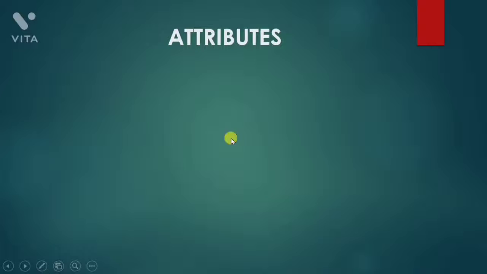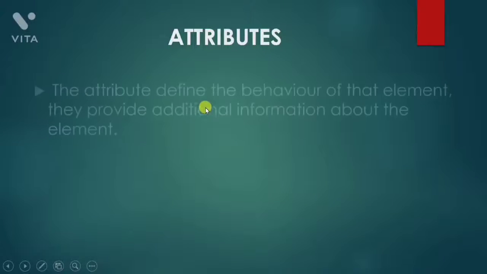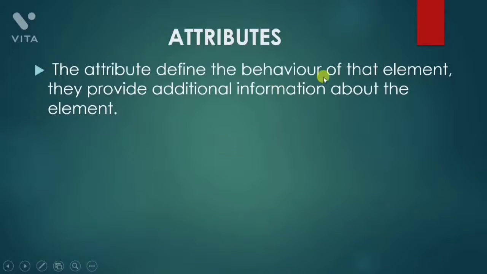Now coming to our next topic, that is attributes. Attributes define the behavior of an element. They provide additional information about the element. Suppose you have written a heading and you want that heading in a different color or a different font style. In this case we use attributes. That is why it is said that attributes define the behavior, how the element should look and so on.